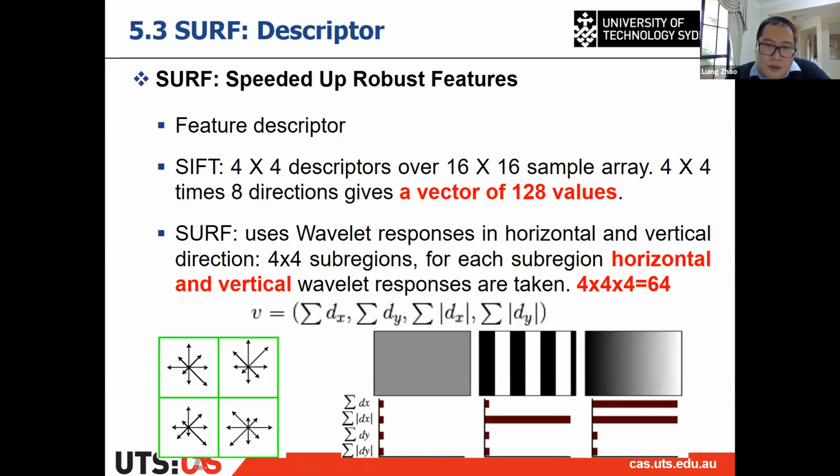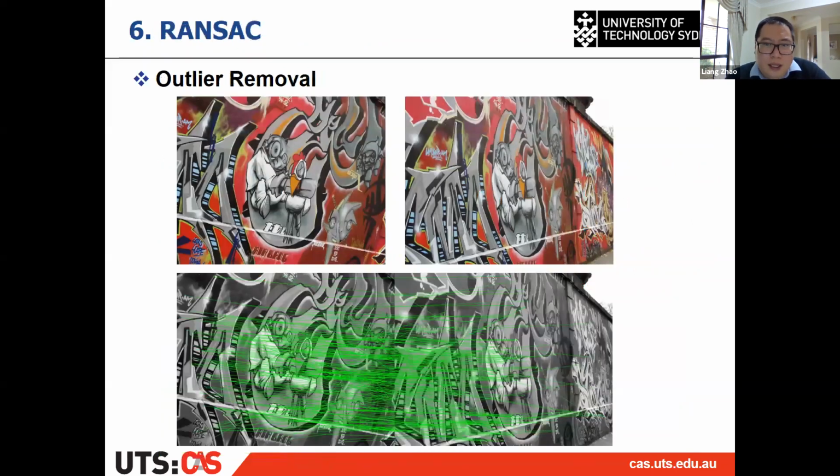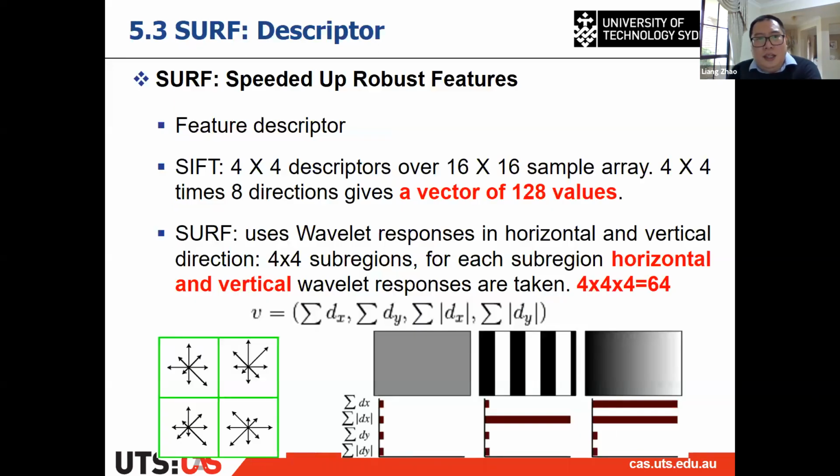So for both the feature descriptor and the feature detector, SURF makes it faster by approximating something. Which means the trade-off is accuracy. It will reduce the accuracy of the feature extraction and also the matching. All right, okay, so that is SIFT and SURF.